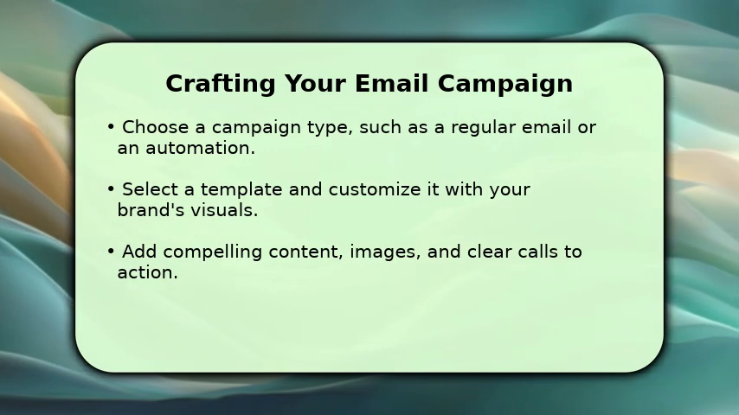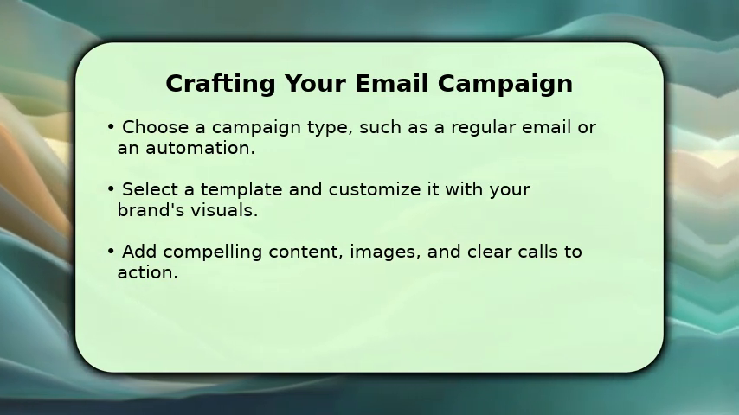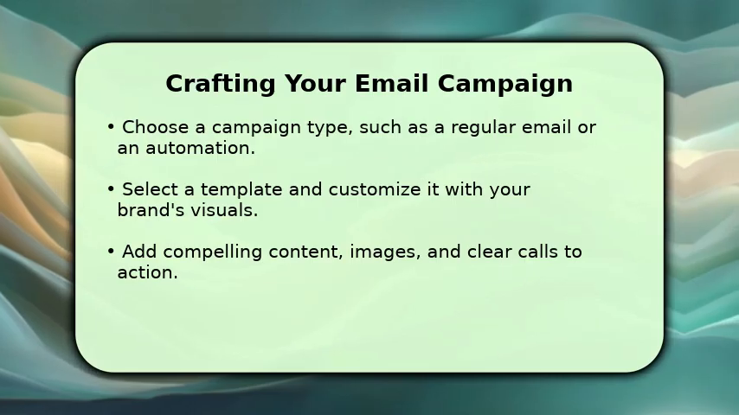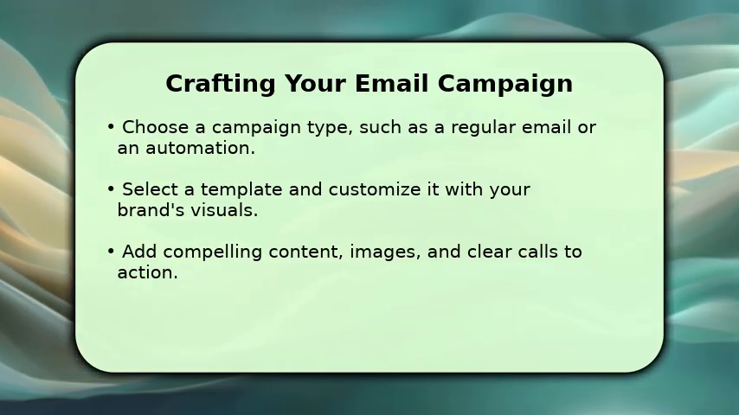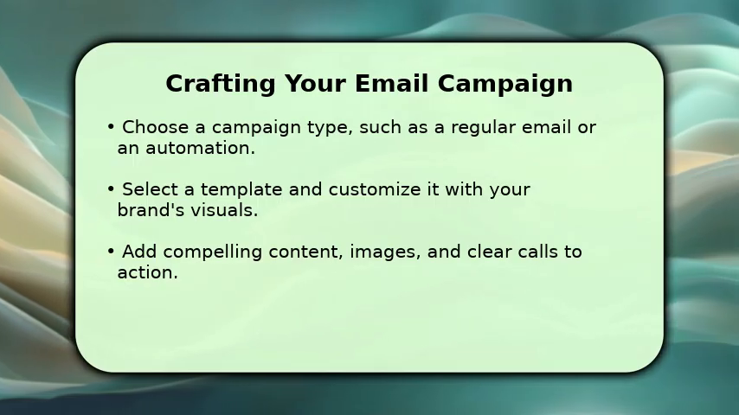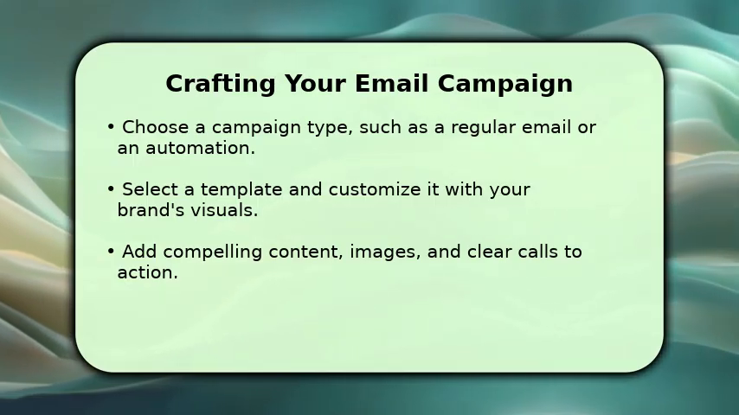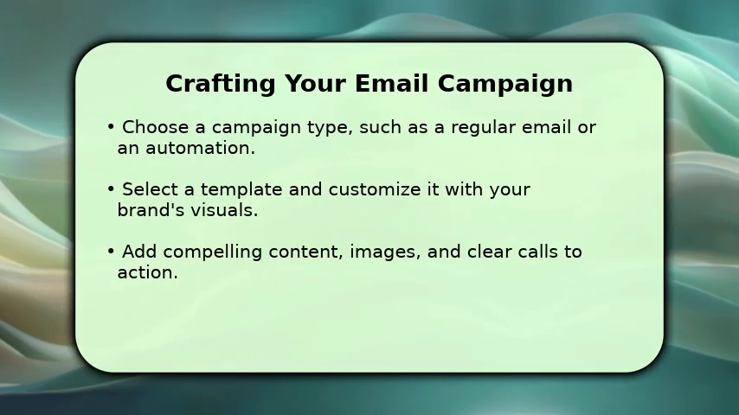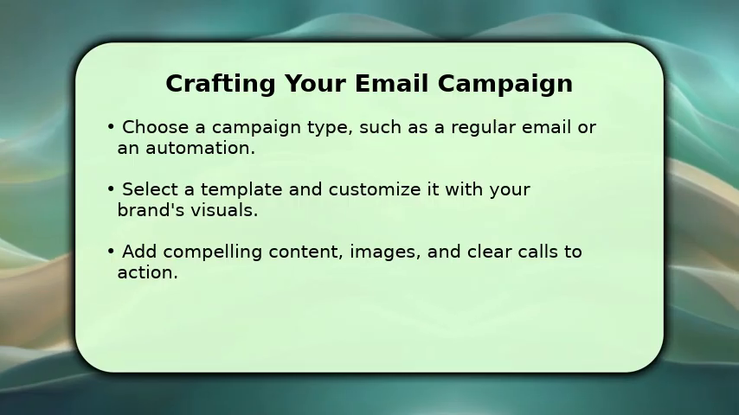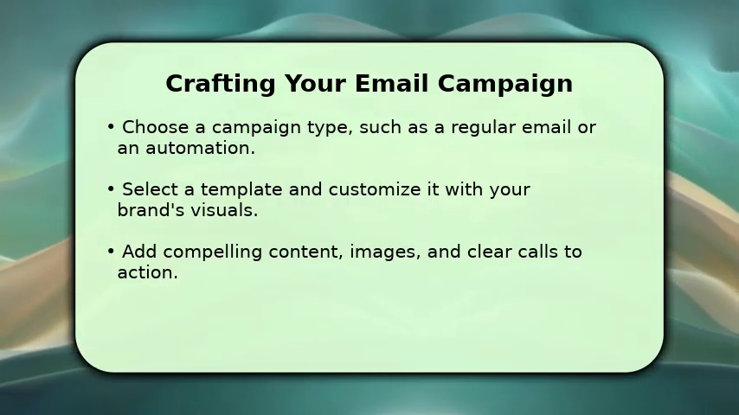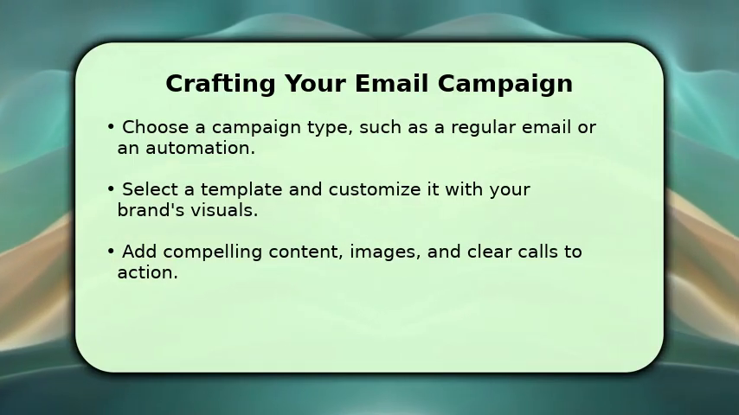Now for the fun part, creating your first email campaign. Mailchimp offers various campaign types, from regular emails to automated sequences. You'll select a template that fits your brand and then customize it with your logo, colors, and images. Focus on crafting compelling content that resonates with your audience. Remember to include clear calls to action, guiding your subscribers on what to do next, whether it's visiting your website or making a purchase. It's all about engagement.